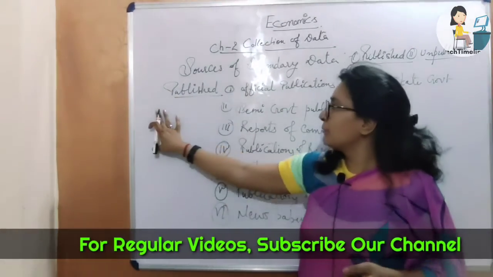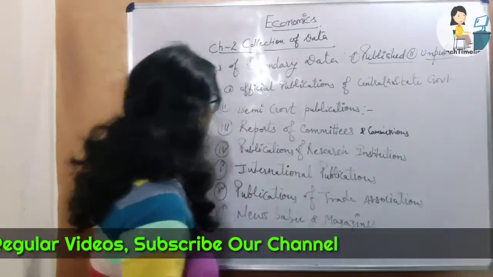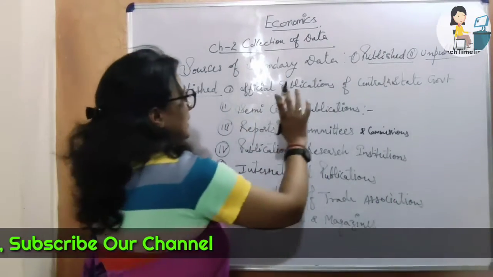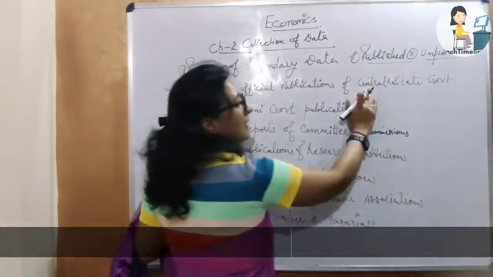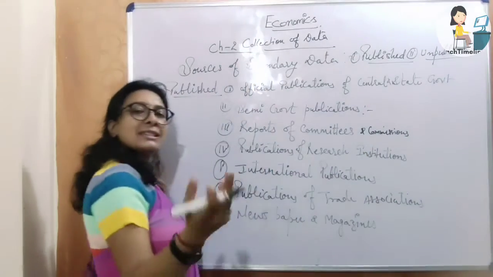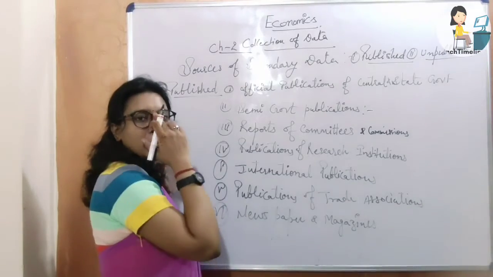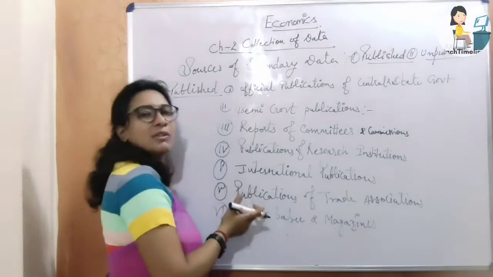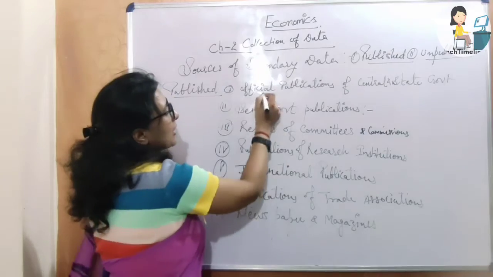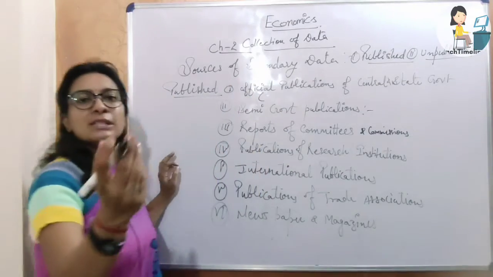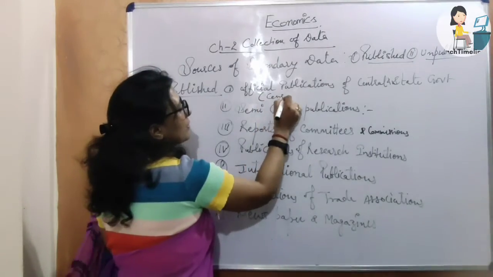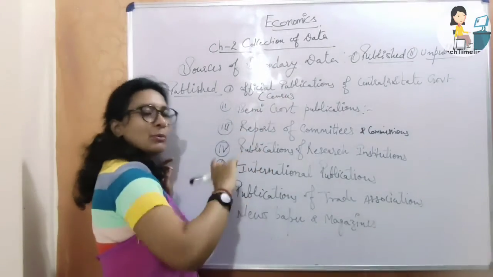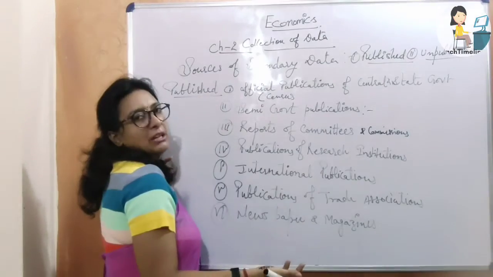So let's first see the published source, published data. The data can be published by the official publications of central and state government. Generally the central government or the state government of the country publishes information, for example, your census. Government generally goes for census, and whatever information is in the census will be published and can be utilized by different people.